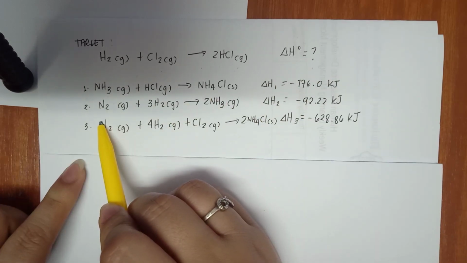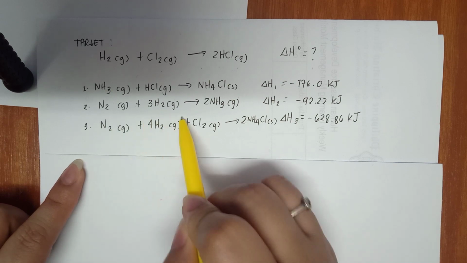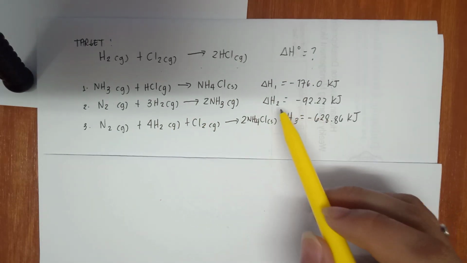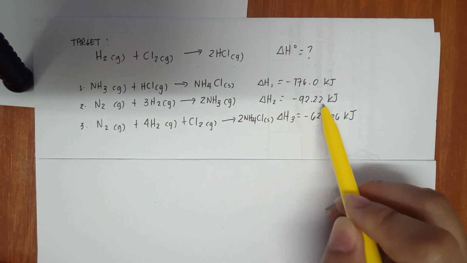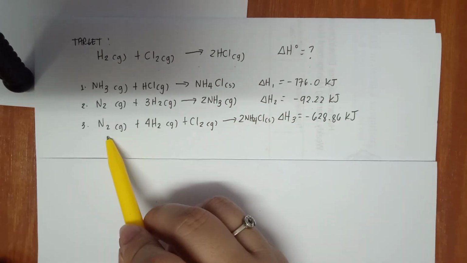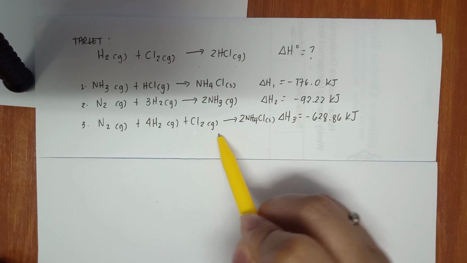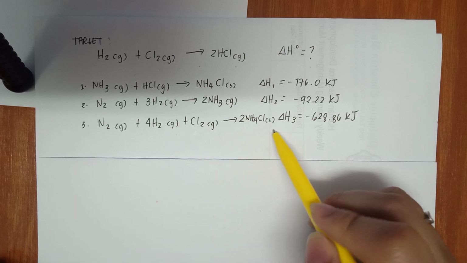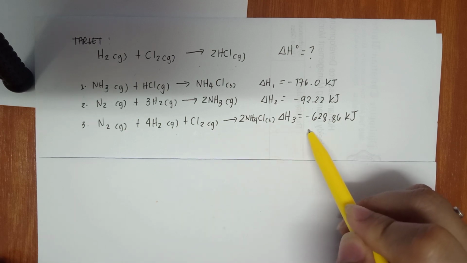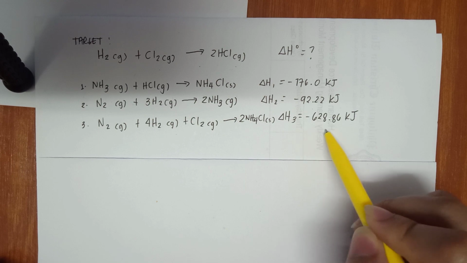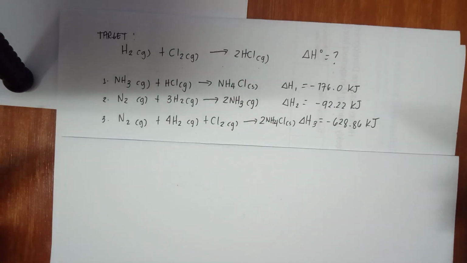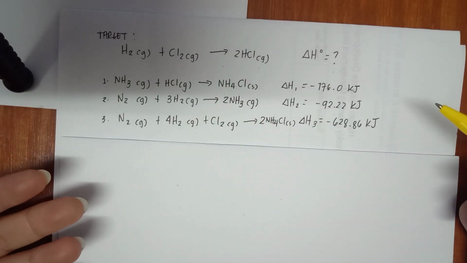And second intermediate equation, N2 plus 3H2 to form 2NH3 with the enthalpy of negative 92.22 kilojoule. And the third intermediate equation is N2 plus 4H2 plus Cl2 to form 2NH4Cl with the enthalpy of negative 628.86 kilojoule. So first step, we have to manipulate the intermediate reaction.